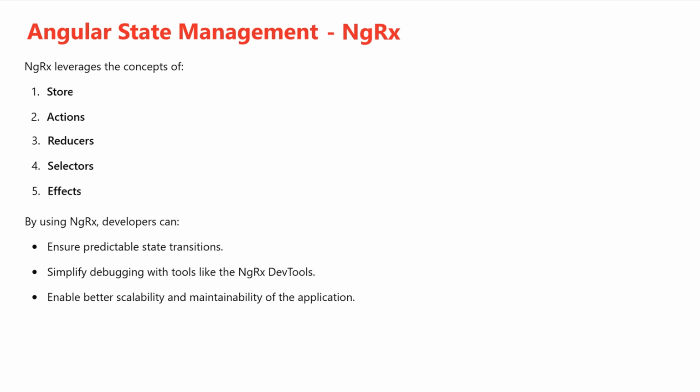NgRx leverages the concept of the store, which is a single source of truth that holds the application state in an immutable object. And then we have actions, which are plain objects that describe what happens in the application, such as user interactions or API responses. Reducers are pure functions that specify how the state changes in response to actions. Then we have selectors, which are functions used to query specific slices of state from the store, and effects, which is a middleware for handling side effects like asynchronous operations or API calls.